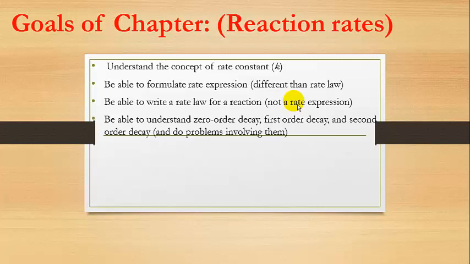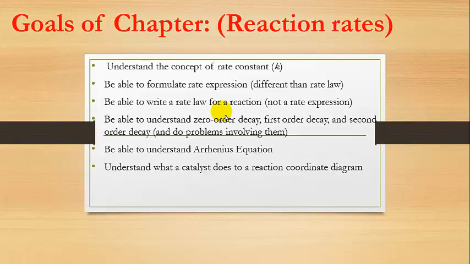Be able to understand what is zero order decay, first order decay, and second order decay, and make sure you do problems involving them. The equations for each type of decay, zero, first, and second order, will be given to you, so you do not need to memorize them. Be able to understand the Arrhenius Equation. This chapter's notes have a problem involving the Arrhenius Equation. And finally, understand what a catalyst does to a reaction coordinate diagram and what a catalyst does specifically to your rate constant k.